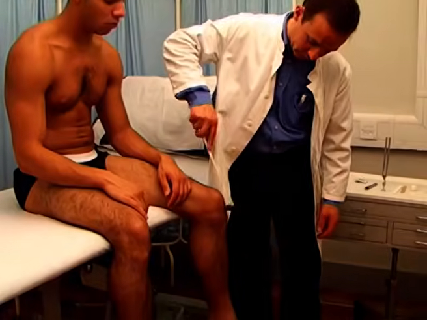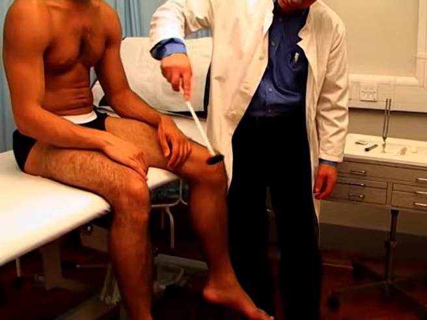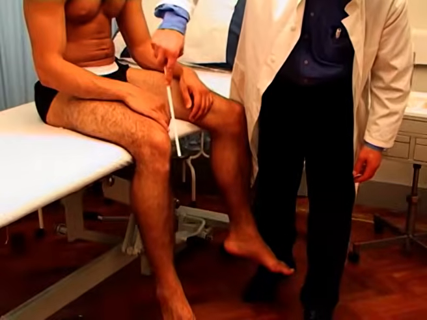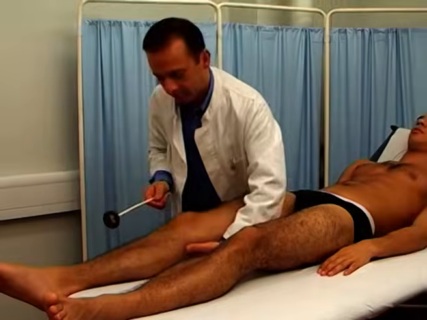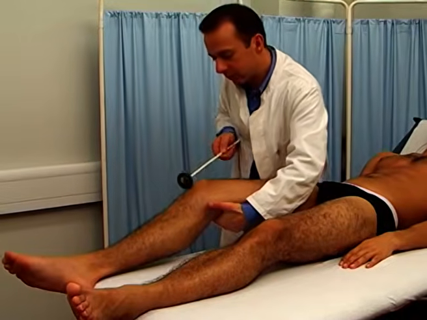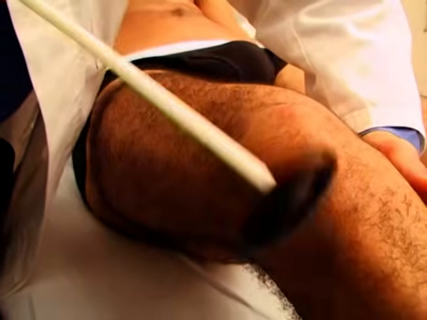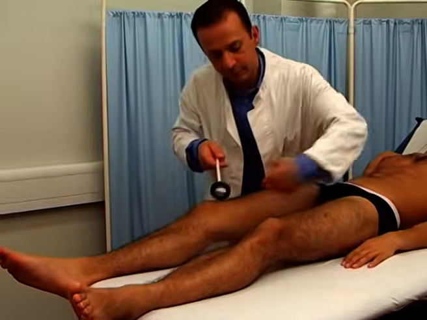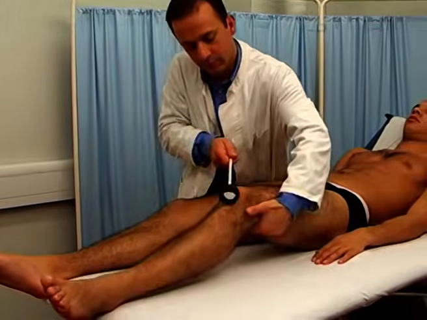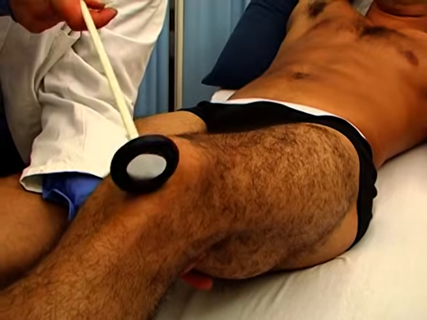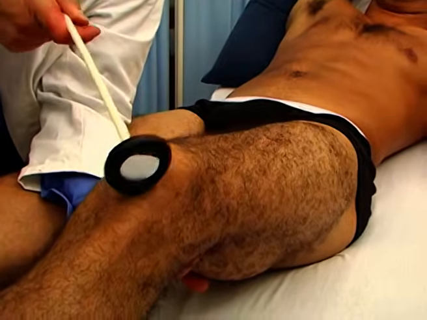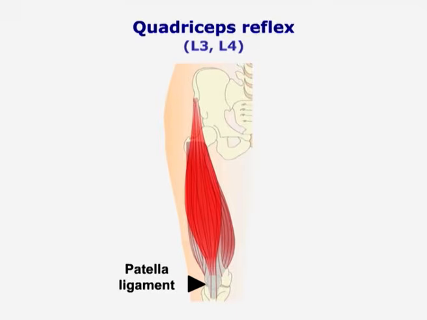Now the tendon reflexes of the lower limbs. These may be elicited either in the sitting or supine position. For the knee reflex, fully support the weight of the semi-flexed knee and strike the patellar ligament between the patella and the tibial tuberosity. The knee reflex is supplied by the femoral nerve from L3 and L4.